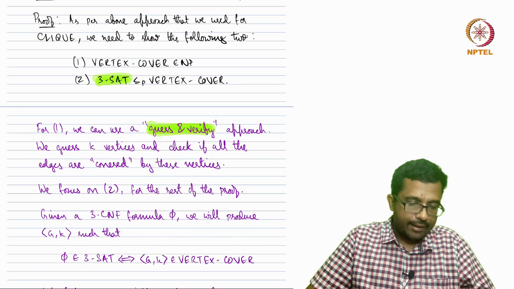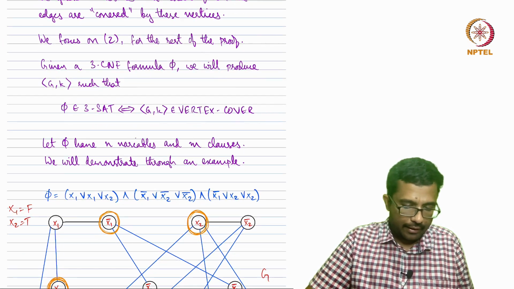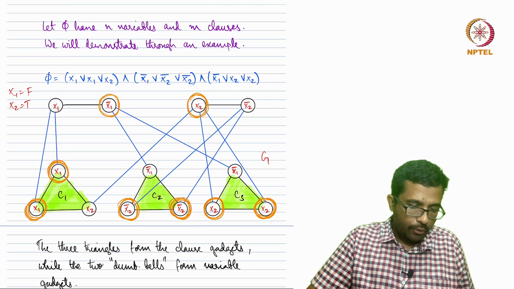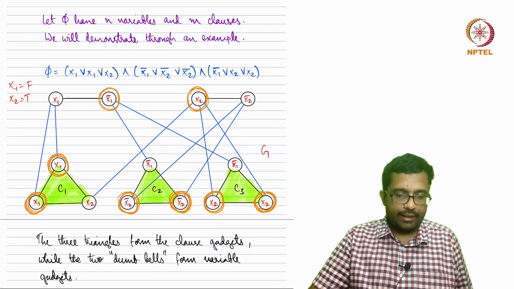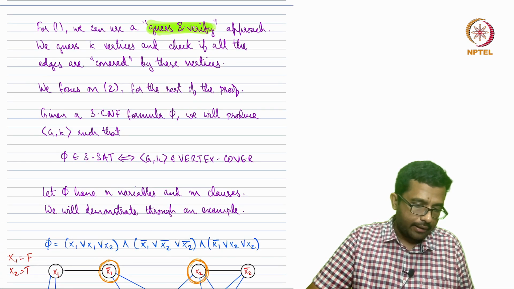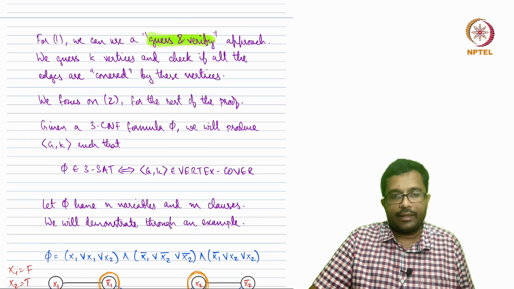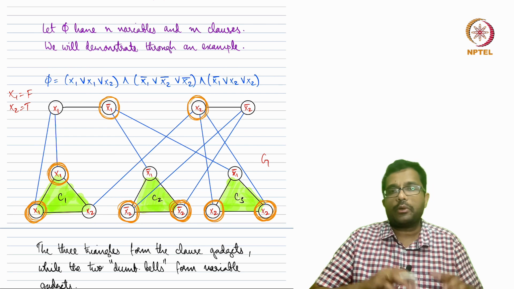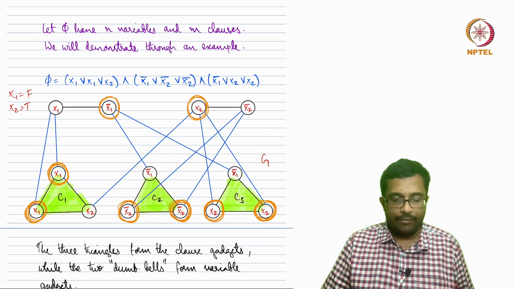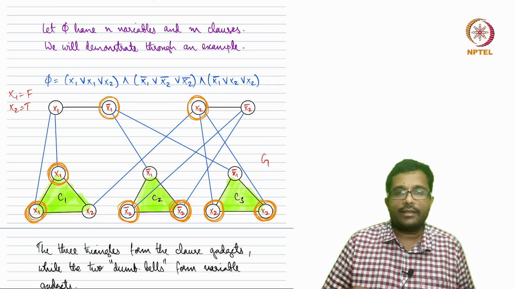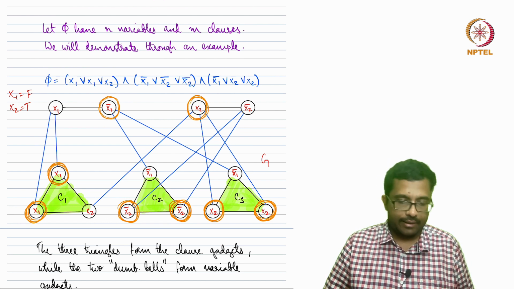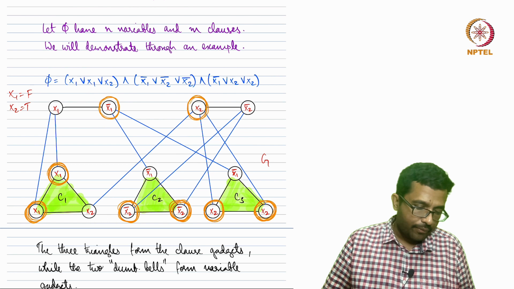We first show that vertex cover is in NP by a guess and verify argument. Second, we want to make the construction. We want to show that 3-SAT reduces to vertex cover. So given a 3-SAT instance, we want to construct a G and K such that the formula is in 3-SAT if and only if the graph G has a K-sized vertex cover, right?